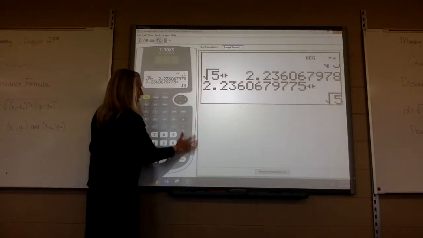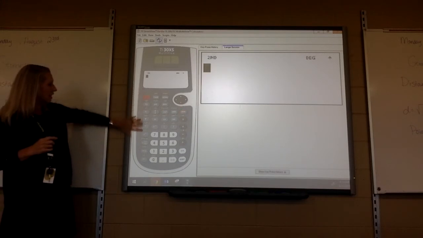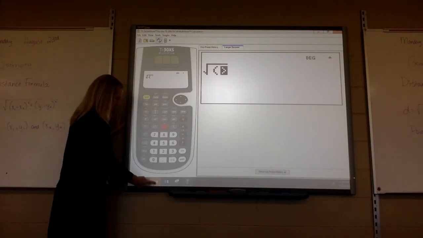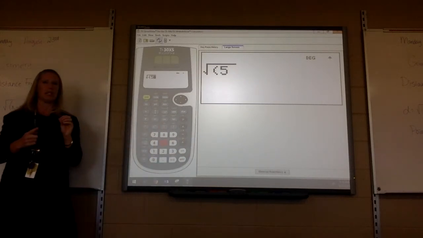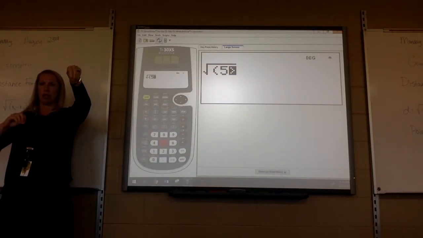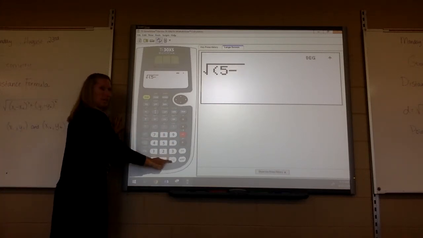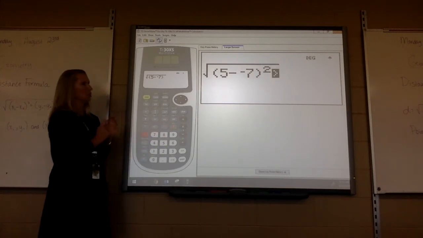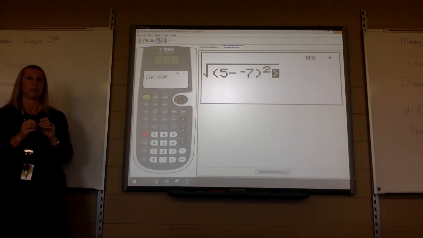Okay. So do you remember what the first button is to push? Second. So second and then x squared to get the radical. You have to do the left parenthesis. And I've got 5 minus negative 7. So 5, do you know there's a difference between a minus sign and a negative sign on the calculator? Yes. So I do minus, and then down here next to the enter is the negative sign. So 5 minus negative 7, close the parentheses and square it. 5 minus negative 7, Skylar, you need to practice typing this in here. I did. Okay.